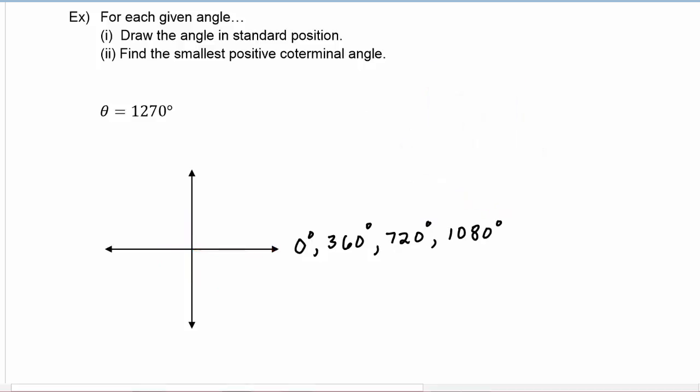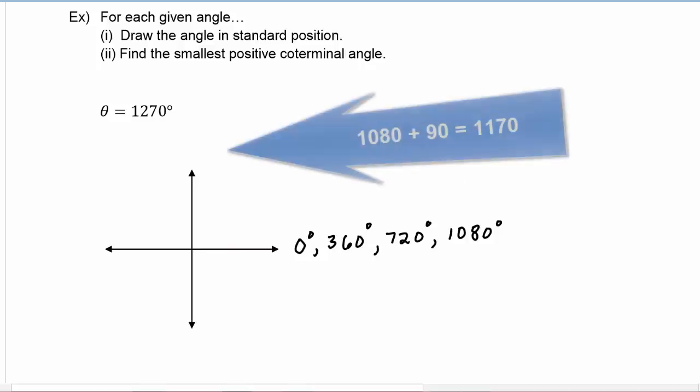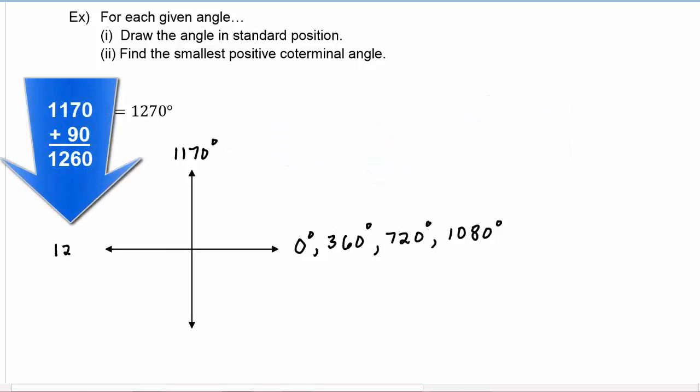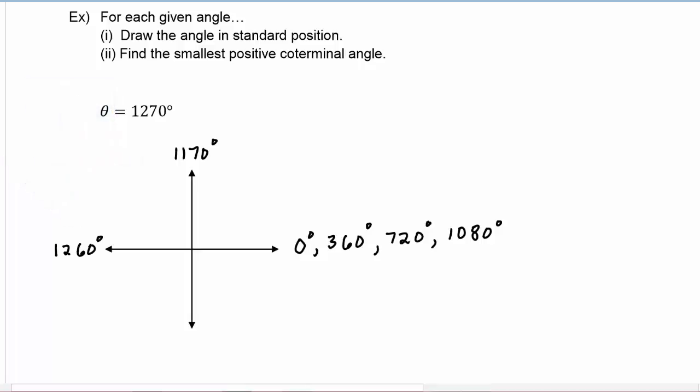So maybe we'll go ahead and add 90 to get the next quadrantal angle, so 1,170. Let's add another 90, 1,260, and we can see that 1,270 is just going to be 10 more beyond that. So that would be here.